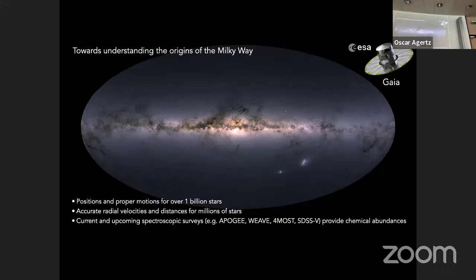Okay? So in Lund, Lund has pioneered the Gaia satellite. It's Lennart Lindegren who already in the 80s thought about this satellite. And it's an astrometric mission that's scanning the sky, okay? So you get very accurate positions and proper motions for over 1 billion stars. And you have radial velocities and distances for many millions of stars.